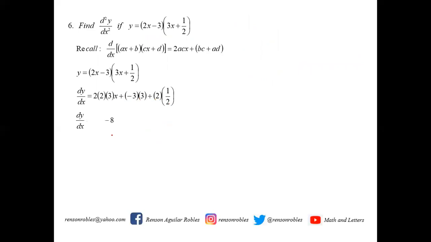And then we shall have this is equal to 12x. 2 times 2 times 3 is 12. Then negative 3 times 3 is negative 9. 2 times 1 half is 1. Negative 9 plus 1 is negative 8. And then the second derivative of y in terms of x will give you 12, that's the derivative of 12x minus 8. Okay, one more. Let me see.